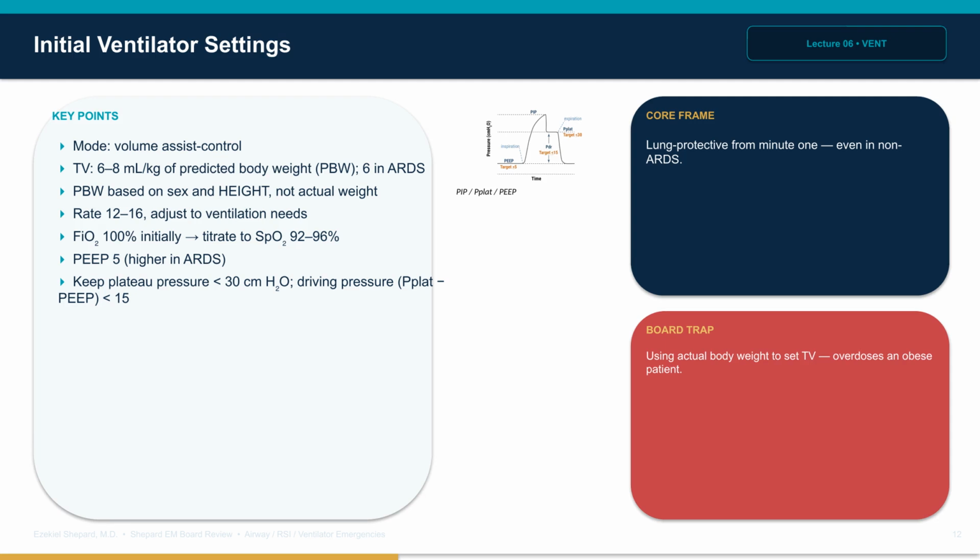PEEP starts at 5 for most patients, higher in ARDS. Watch the plateau pressure. Keep below 30 centimeters of water to avoid barotrauma. Driving pressure, defined as plateau minus PEEP, should be kept below 15. The board concept is pH-driven minute ventilation. A patient intubated for severe metabolic acidosis, like DKA or salicylate toxicity, was compensating with hyperventilation, so set a higher respiratory rate and accept a higher minute ventilation to match the pre-intubation pH. Underventilating these patients is a classic distractor that causes peri-intubation arrest.